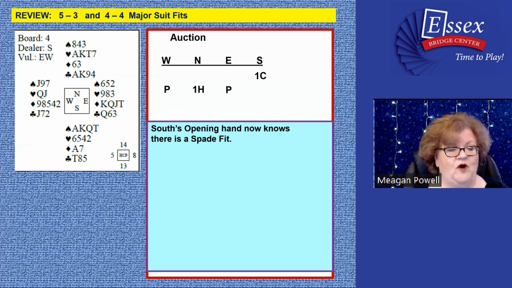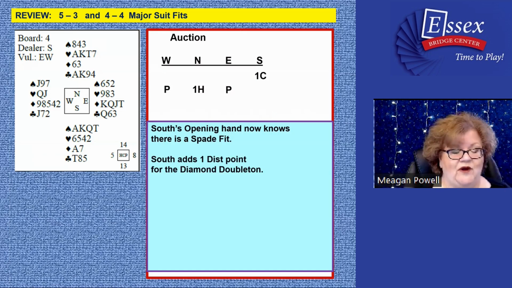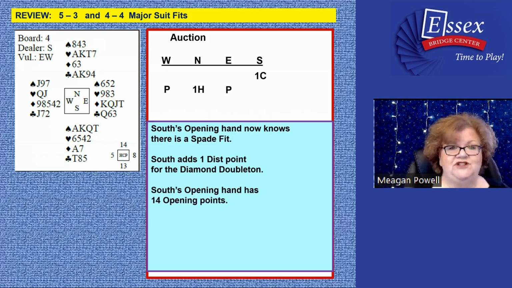So now, oh, I'm sorry, my screen says spade fit, and you know that's not right, right? We have a heart fit. Sorry about that. Even though my words say there's a spade fit, you know that's wrong. There's a heart fit. So now, South, because you know there's a heart fit, you add 1 distribution point for your diamond doubleton. Your opening hand is up to 14 total opening points.